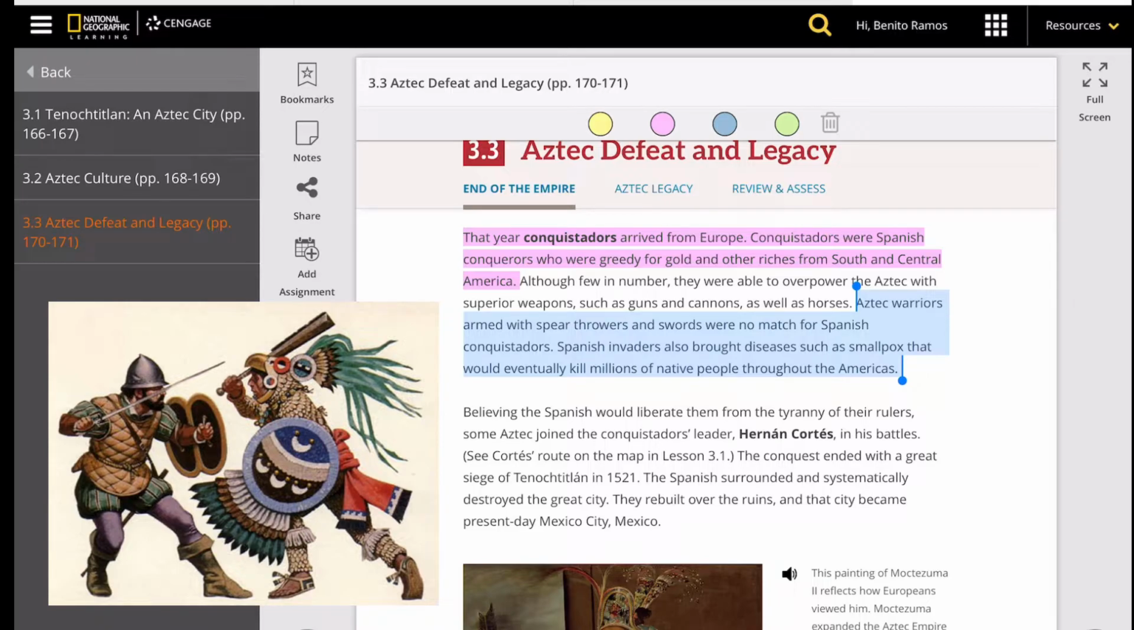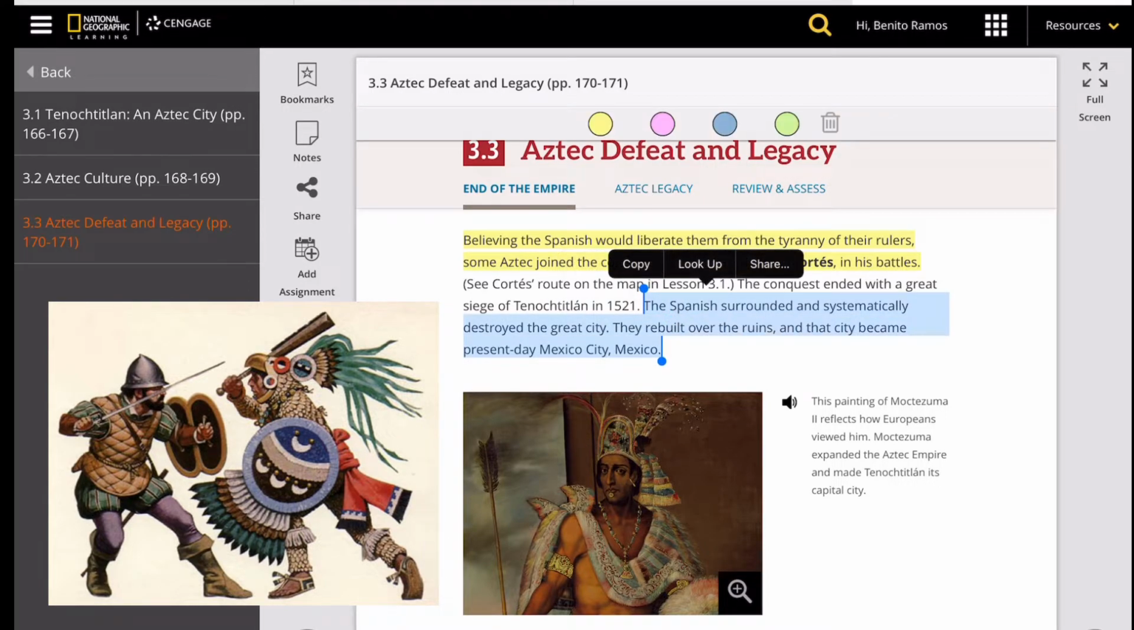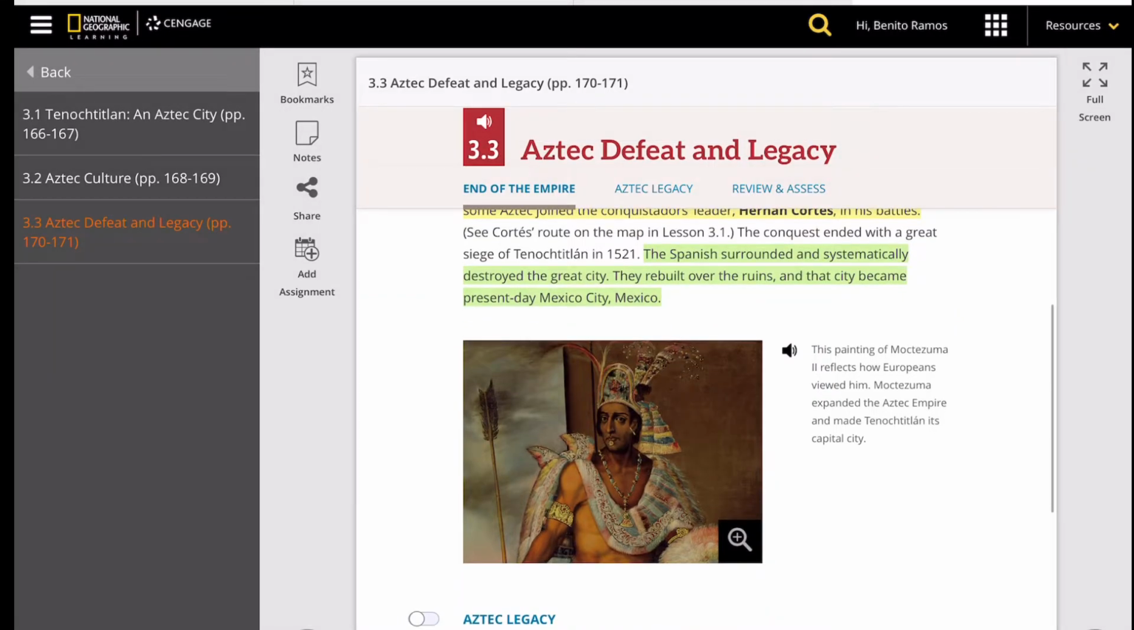The Spanish invaders also brought diseases such as smallpox, which would eventually kill millions of native people throughout the Americas, like a biological weapon that they brought to the region. To make the situation worse for Moctezuma and his followers, other Aztecs joined the conquistadors because they were hoping that the tyranny of Moctezuma would end through Hernan Cortes' help. So the Spaniards surrounded the area systematically and destroyed the great city. Then they rebuilt over the ruins the city that became known today as Mexico City in Mexico.